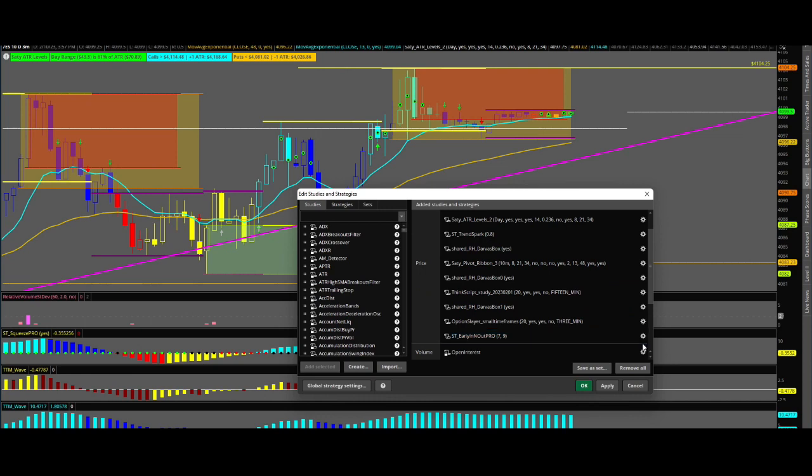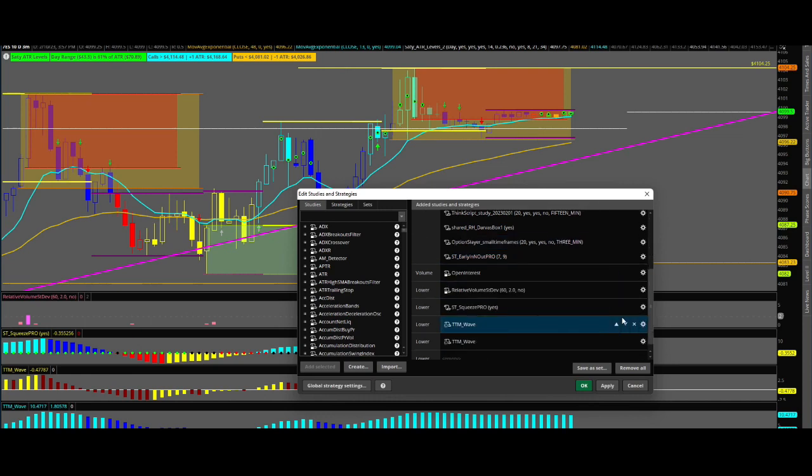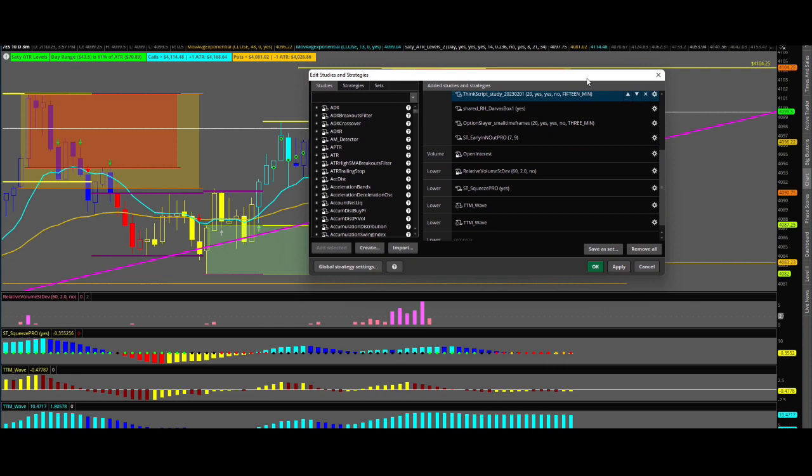And then I have Early In, Early Out Pro, which is a paid tool from John Carter's Simpler Trading. You don't need it. It's just something that I've used for a long time, and I'm used to seeing it on my chart. The real ones that I have down here at the bottom are kind of important.